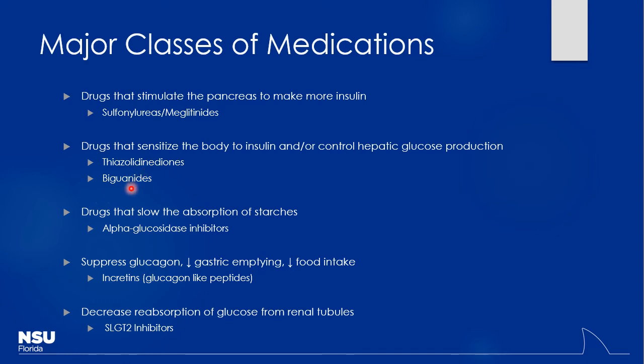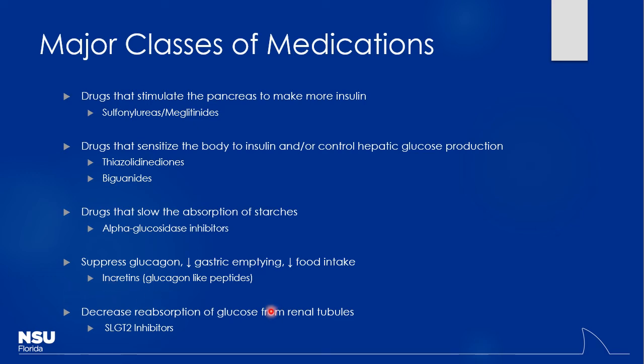Anyone know what falls into the biguanide category? Metformin is going to be the big one, right? So metformin we're going to see is going to be our go-to, first-line diabetic medication for these patients. We're going to have drugs that help to slow the absorption of starches. These are going to be our alpha-glucosidase inhibitors. And we're going to have some meds that will suppress glucagon, decrease gastric emptying and decrease food intake. So these are incretins, or glucagon-like peptides.